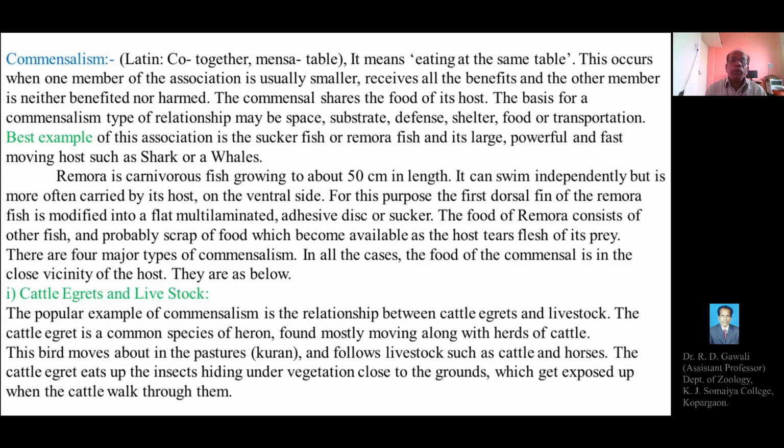So this is the popular example of commensalism, the relationship between the cattle egret and the livestock. The cattle egret is a common species of heron, a bird found mostly moving along with the herds of cattle, and this bird moves about in the pastures and follows the livestock or the feeding cattle or the horses in the vegetation. The cattle egret feeds upon the insects hiding under the vegetation close to the ground, which get exposed by the cattle when walking through the vegetation.